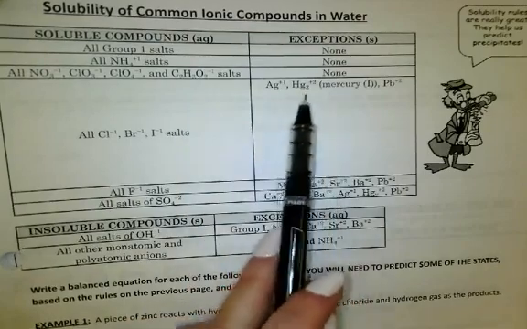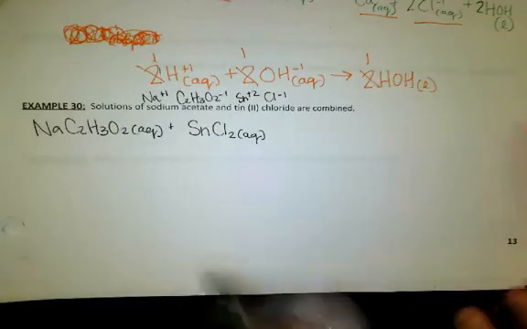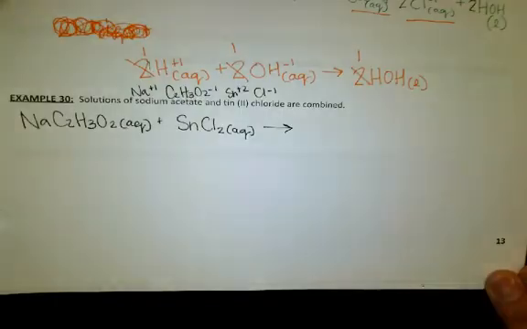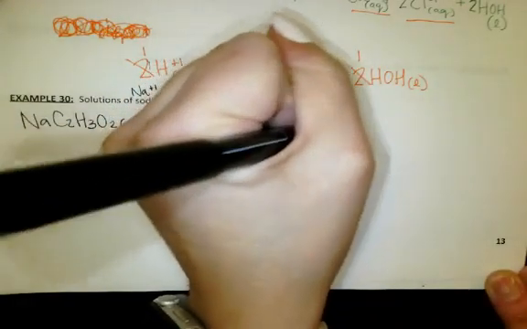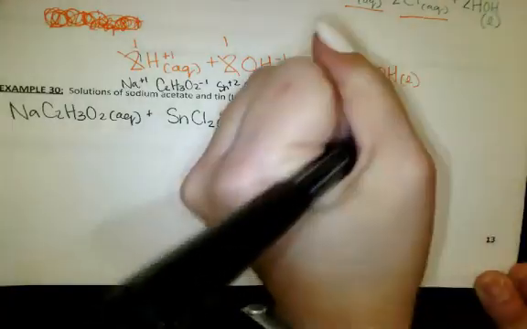Now, when I switch these, I get sodium chloride, which is aqueous because group 1 metal, and then tin(II) acetate, which is also aqueous.